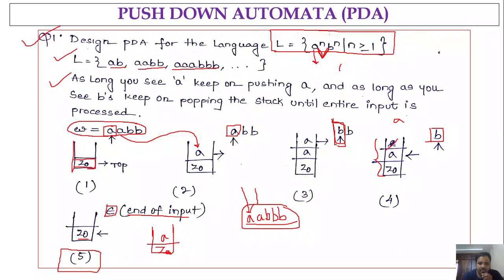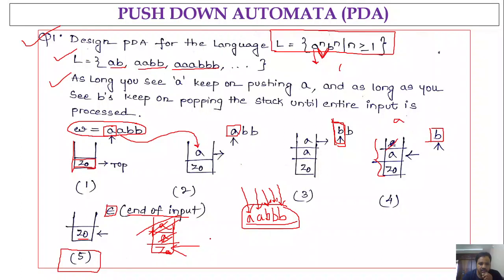What is the next input? We have A, so push that A onto the stack. The stack content will become Z naught A A. Now what is the next input? B. So the moment when you get B, pop the stack. So we pop the first A. Next input is B, pop the stack, that is A. What is the next input? B. And what is the stack consisting of? Z naught.